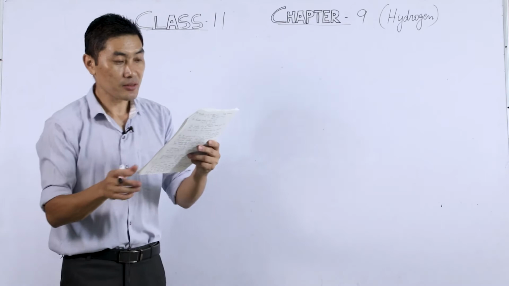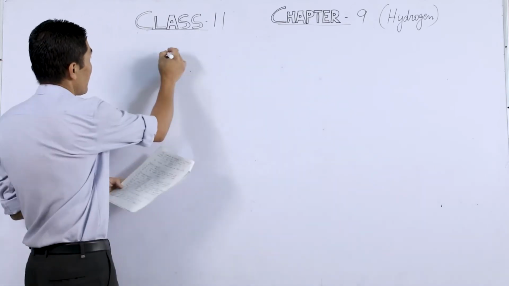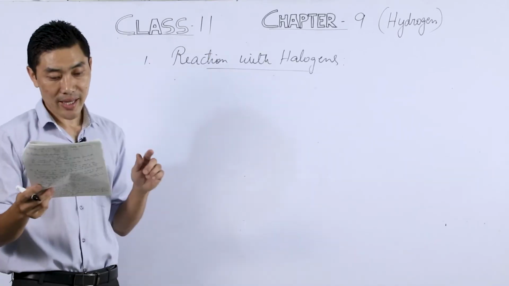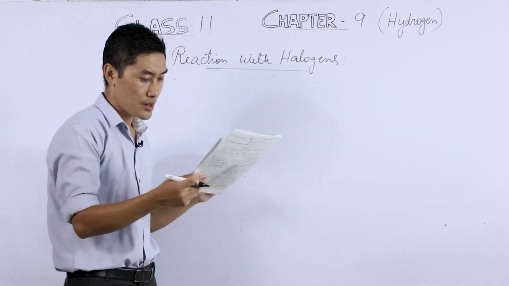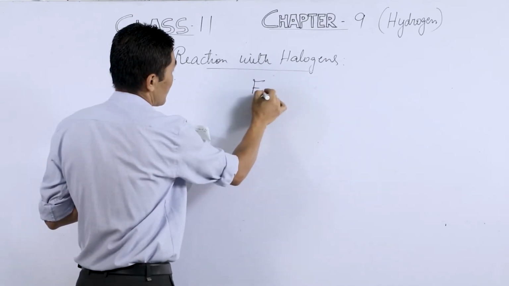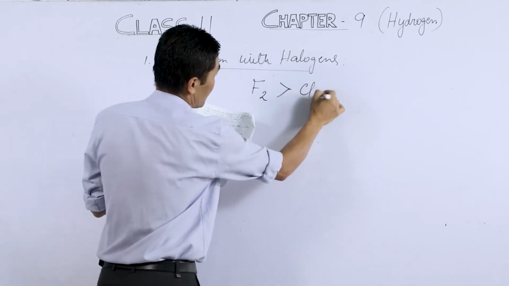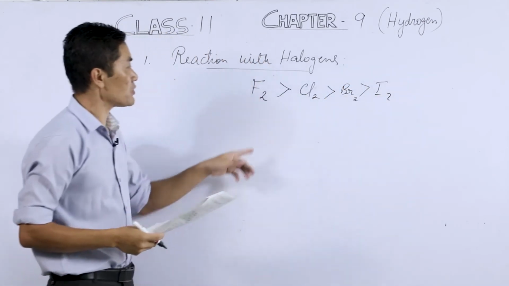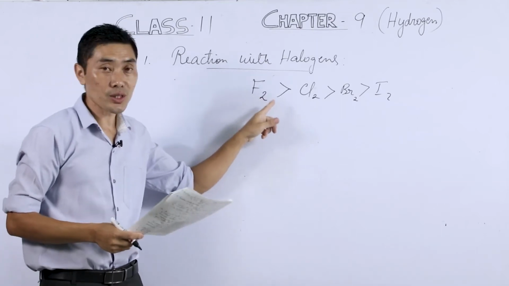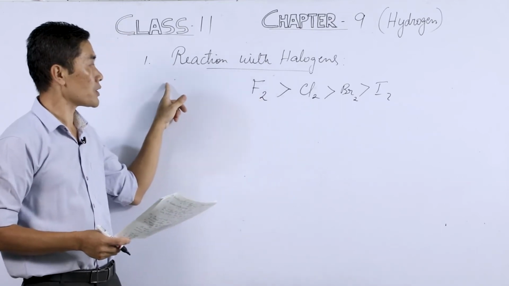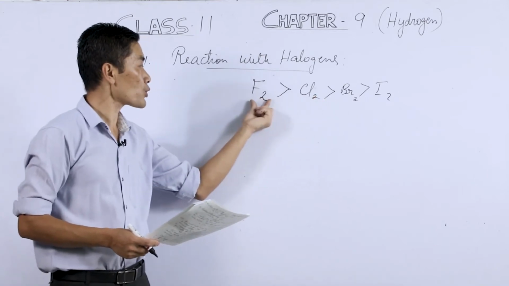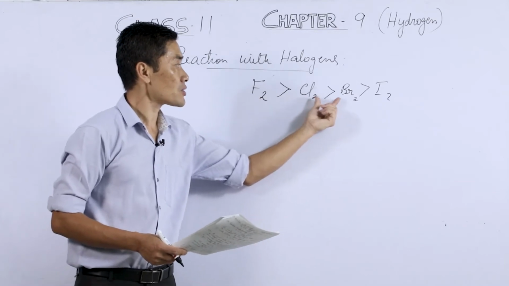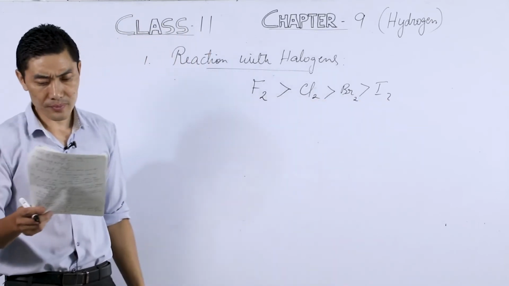Now let us see some chemical reactions of hydrogen. The first is the reaction with halogens. Hydrogen reacts with halogens in the order fluorine, chlorine, bromine, and iodine. This means that the reactivity of the halogens with hydrogen is in this order. That means fluorine reacts fastest with hydrogen, next is chlorine, and the least reactive will be iodine.